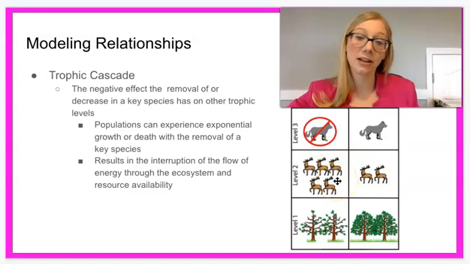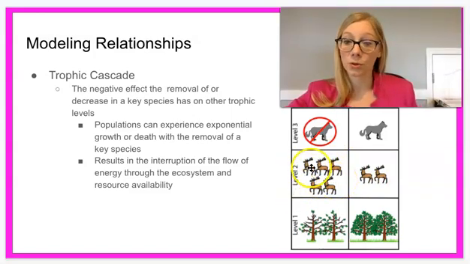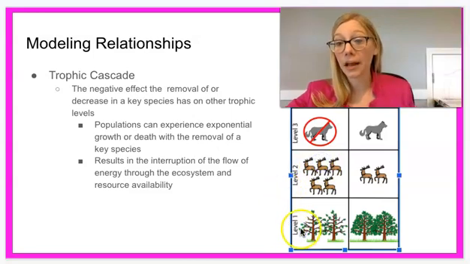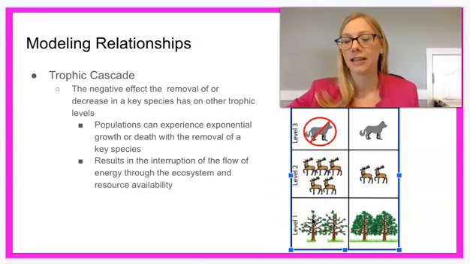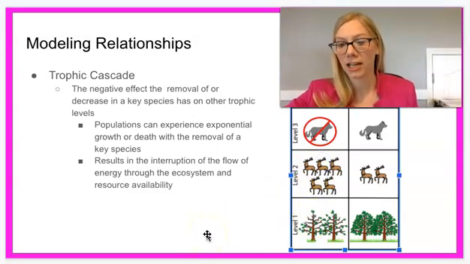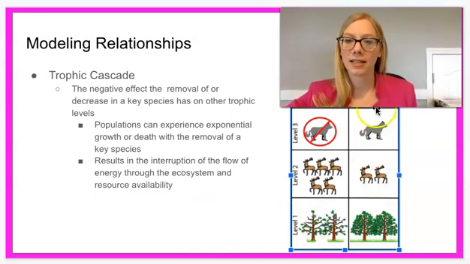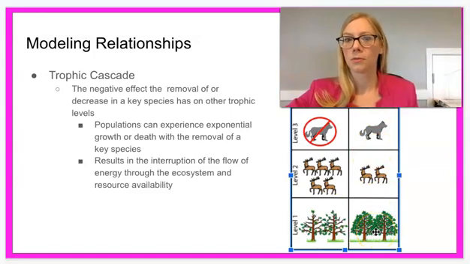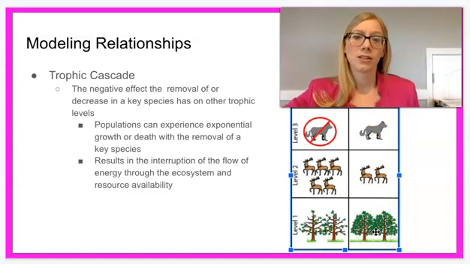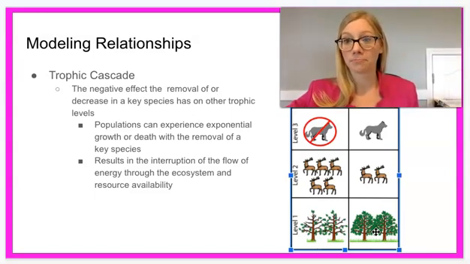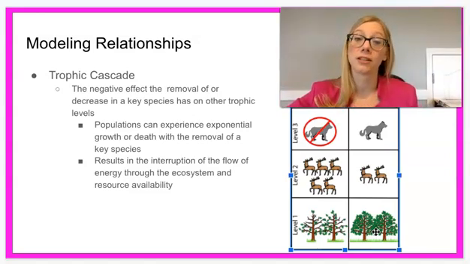The deer population will go up. The deer population going up is going to cause the trees, or things that the deer eat, to get eaten more, so we're going to see the population of those go down. Whereas here's where it would look like under normal conditions. So when a key species in a trophic system goes extinct or something happens to it, populations can experience exponential growth or exponential death with the removal of that key species.